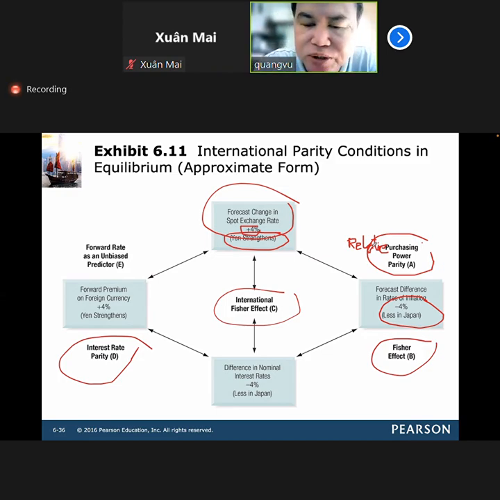Any question concerning the first theory that allows you to make predictions about exchange rate in the future? Any question? Just text the question into the chat box. Does anything make sense to you about relative purchasing power parity in predicting exchange rate in the future between the two countries?